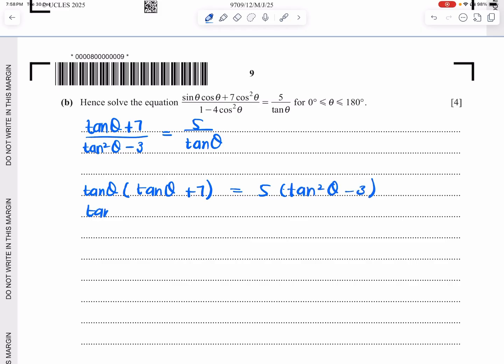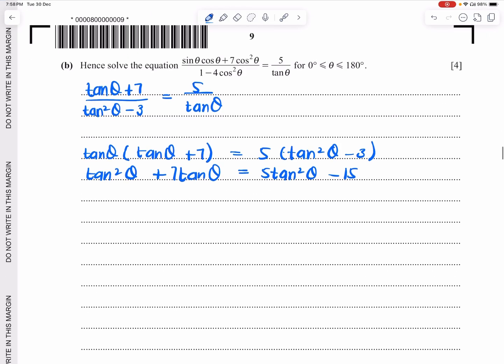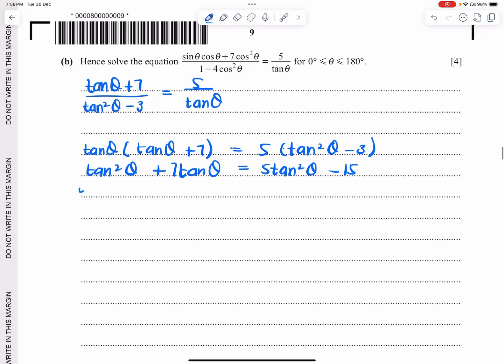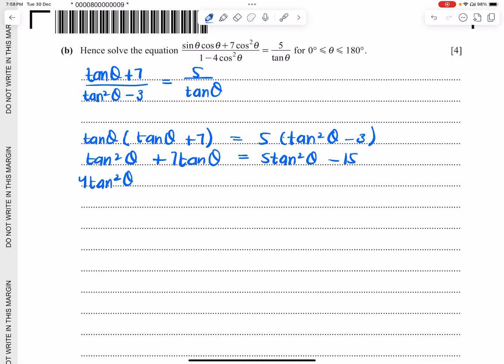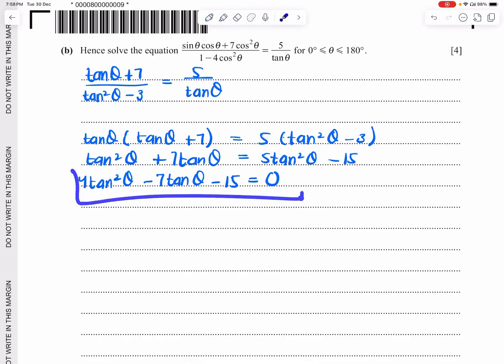This becomes tan square theta plus 7 tan theta is equal to 5 tan square theta minus 15. That is going to become 4 tan square theta. I'm just moving things around and bringing them on one side. Minus 15 is equal to 0. Now, you can see that this resembles a quadratic equation.